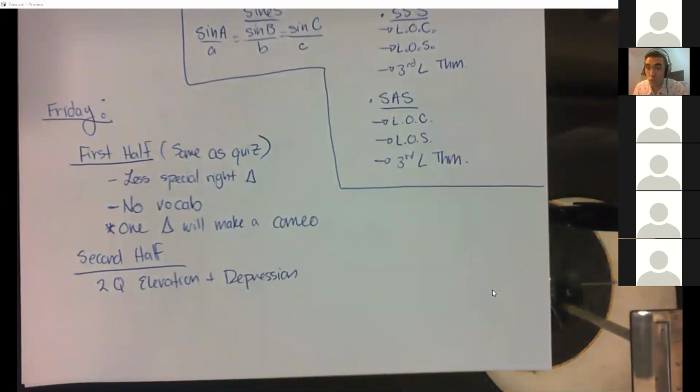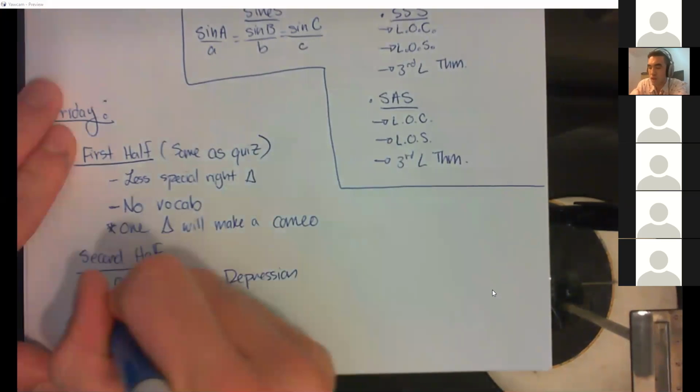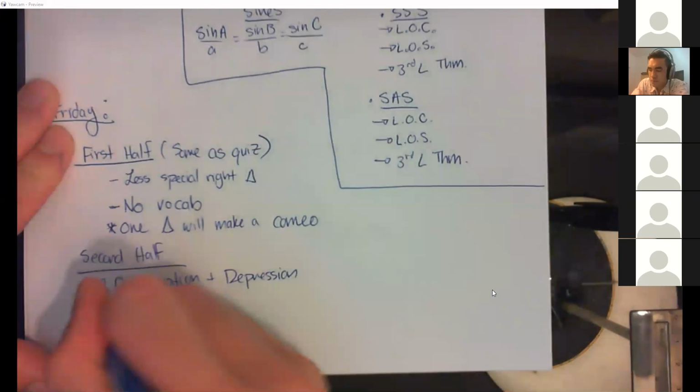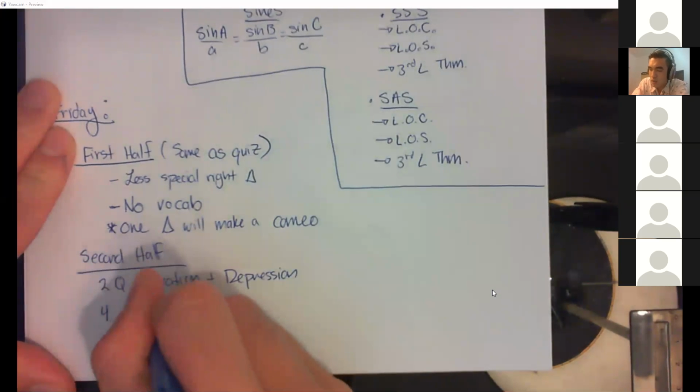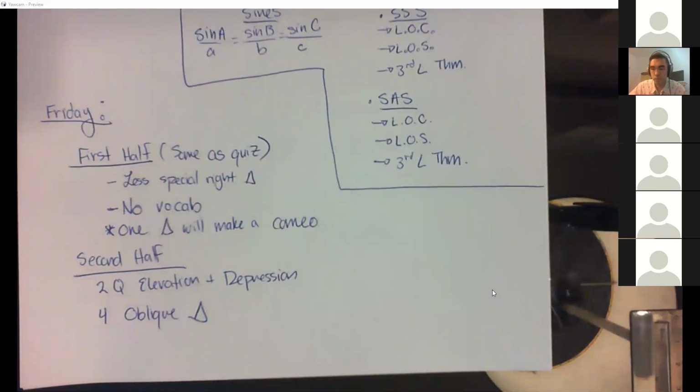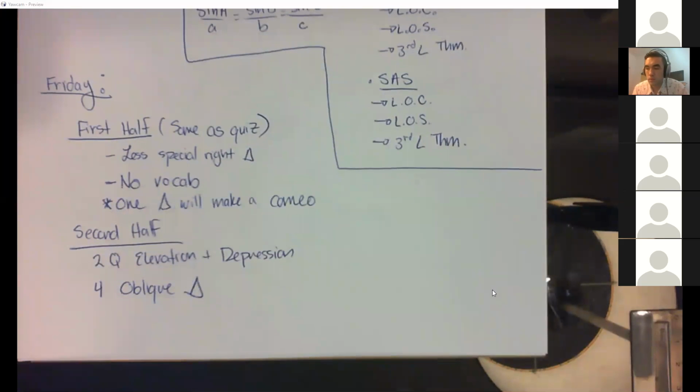And then of course, the rest of this will then be oblique triangle trig. And here we're going to be looking at most likely 4 oblique triangles. And that'll be Friday's chapter test. I just want to get this stuff wrapped up and done and out of the way.